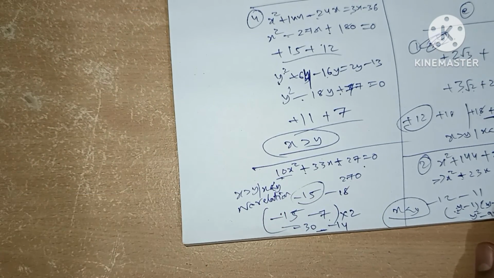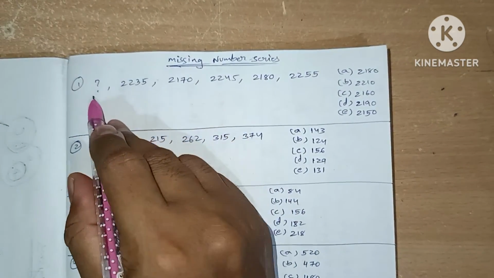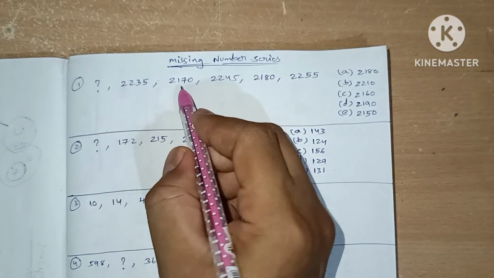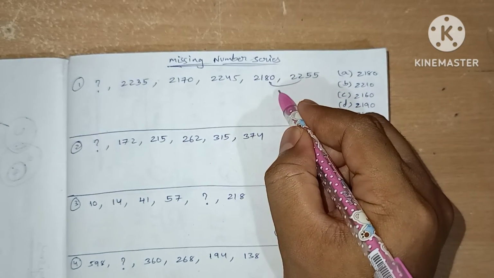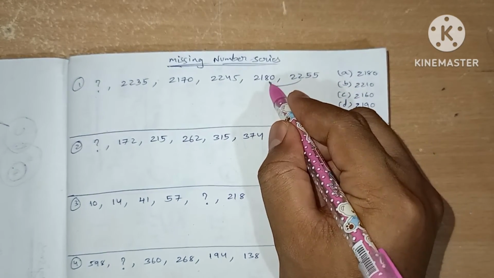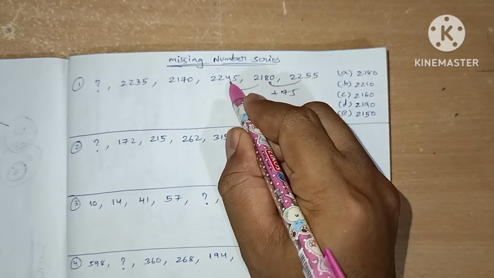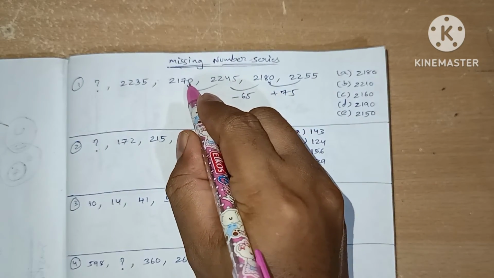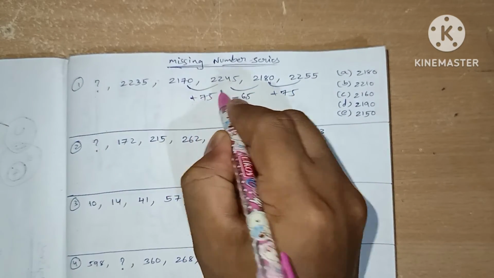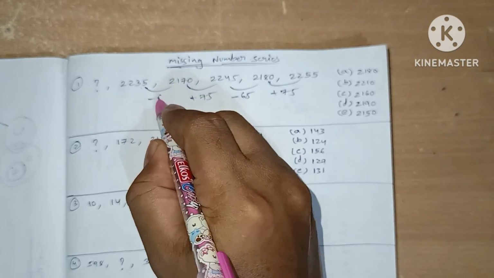Now we are going to see missing number series. Starting with this, these numbers are slightly varying, so we'll go with differences. Here the difference is plus 20, plus 55, which will be 75. Here 20 plus 45, which will be 65. Here we see 30 plus 45, which is plus 75. Here 30 plus 35, which will be 65.